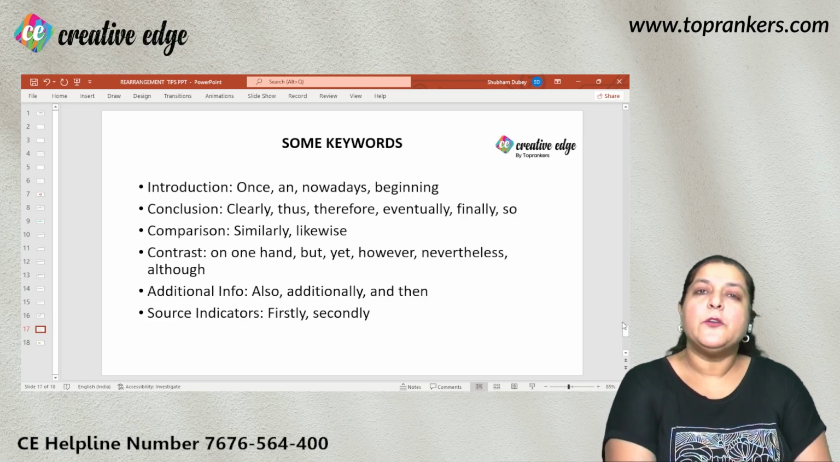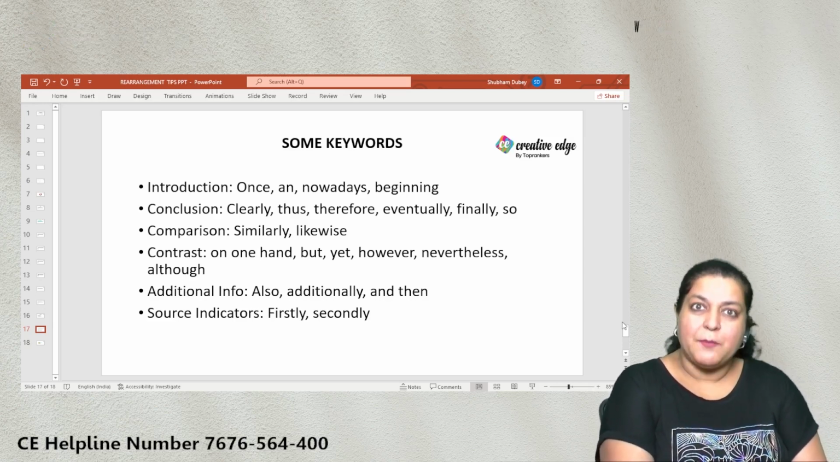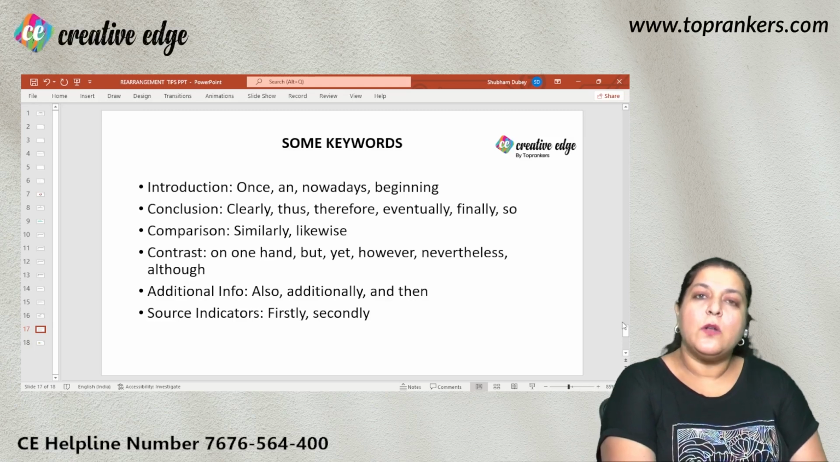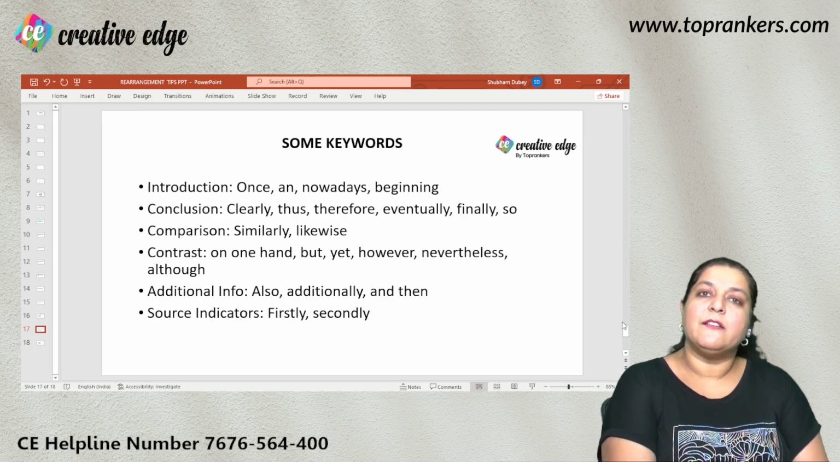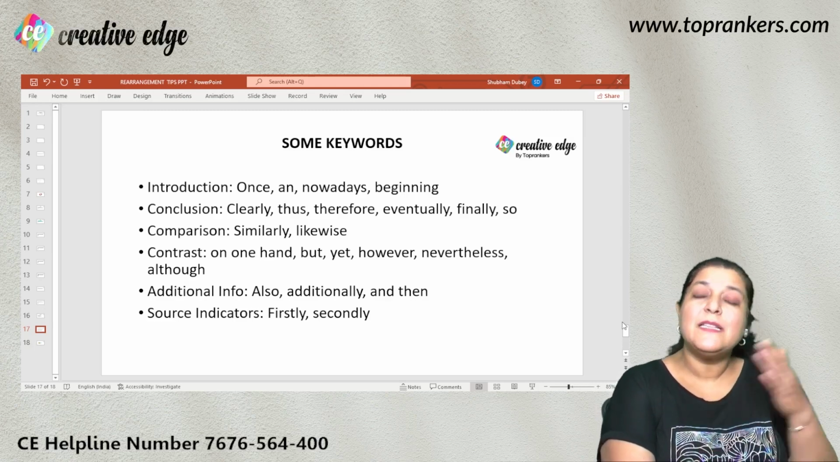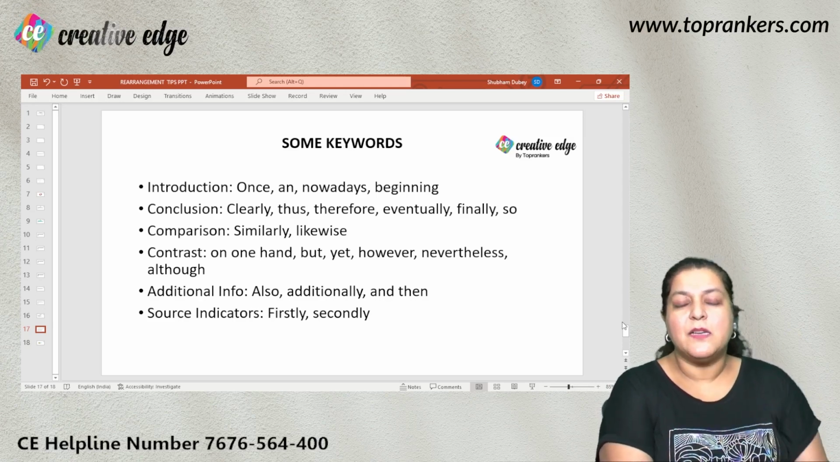Also, I would like to point out that we are going to be having a continuation of this same class and we'll be solving a few examples using these same tips and tricks that we discussed in this class.